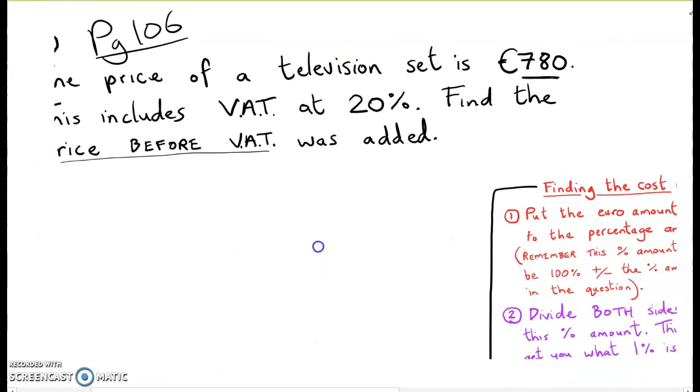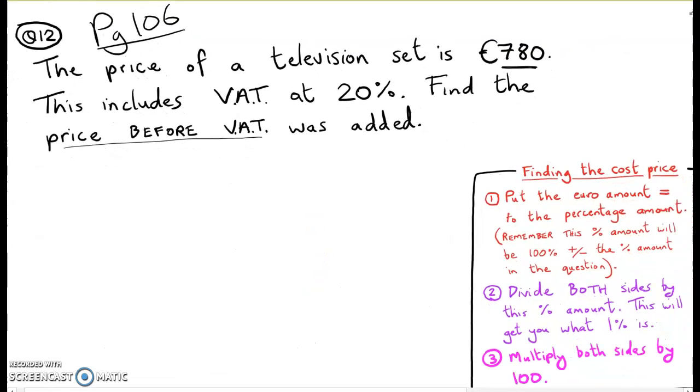So there's a few steps we do for this. There's 3 steps. First thing we do is we put the euro amount that we're given in the question. So there's our euro amount there. We put that equal to the percentage amount.